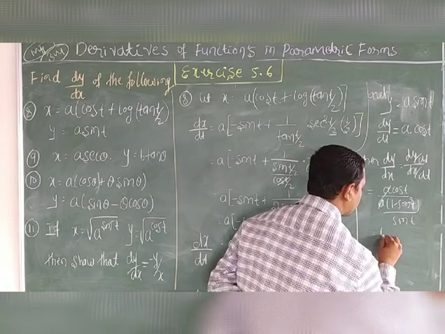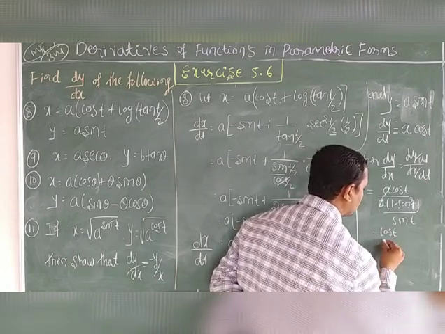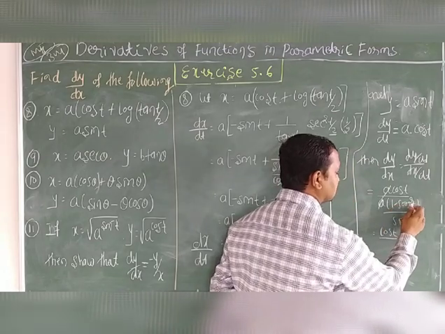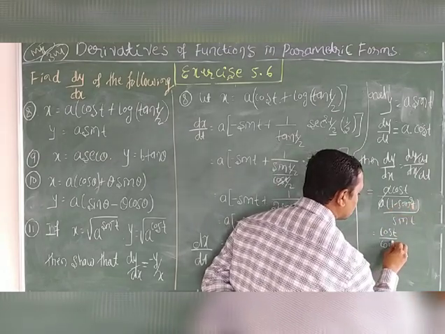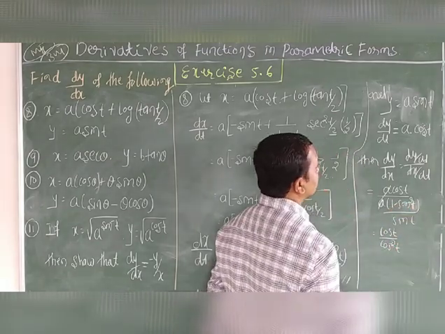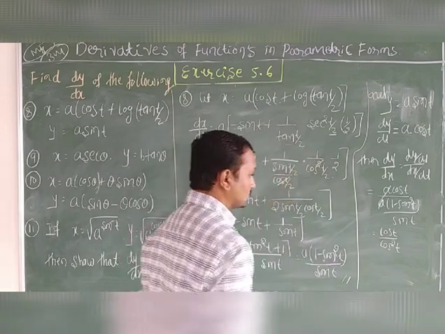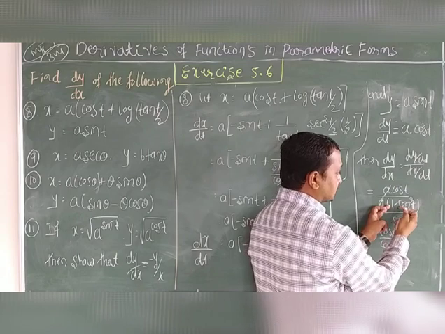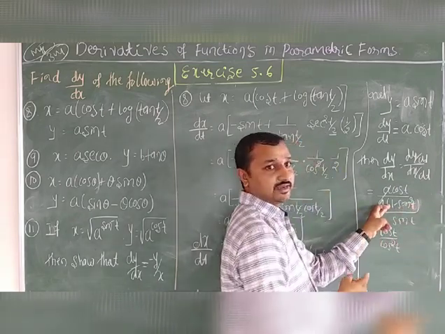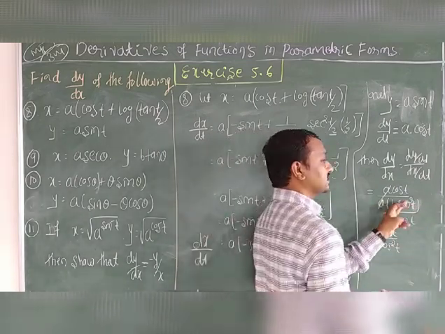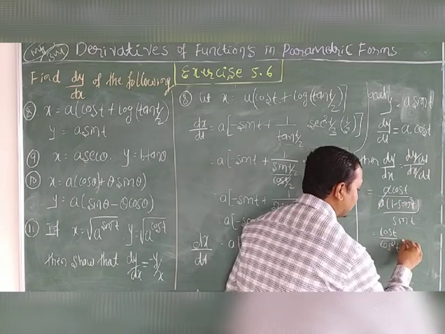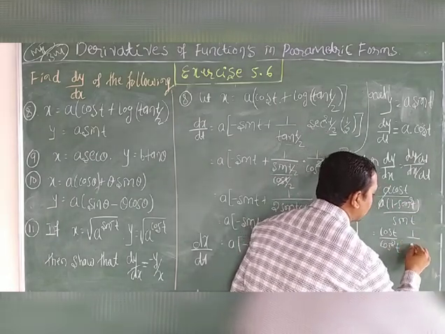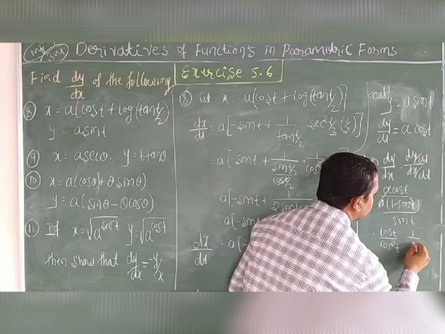It will become cos t, whole divided by 1 minus sin square t, which can be written as cos square t. Is there any minus term? No. So cos t as it is, a gets cancelled. Since sin square t plus cos square t is 1, 1 minus sin square t is cos square t, and the remaining term is 1 divided by sin t.